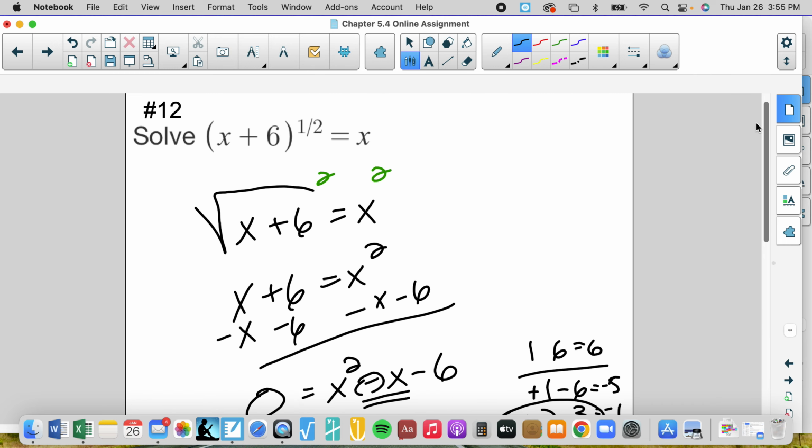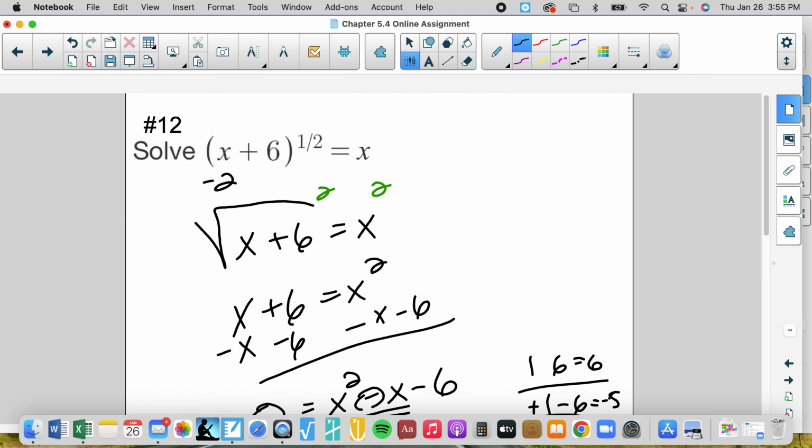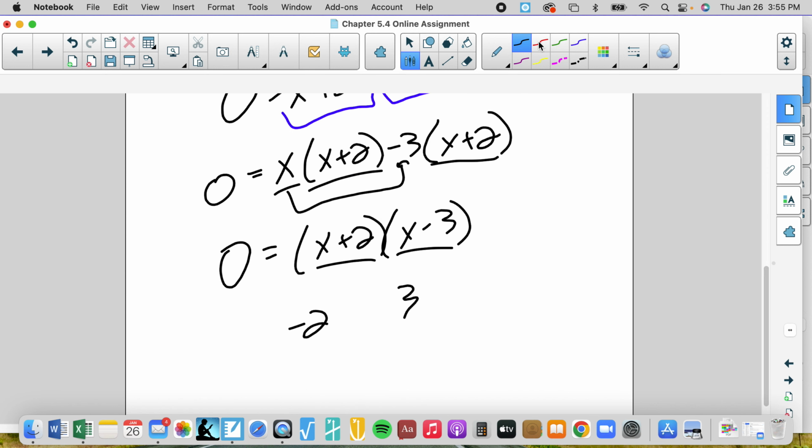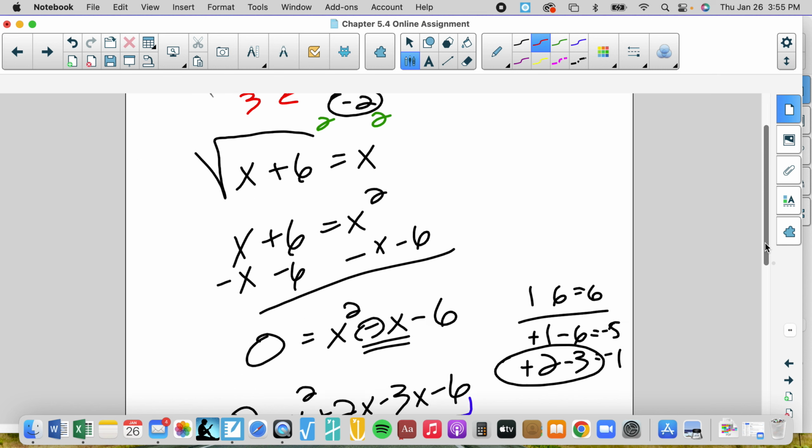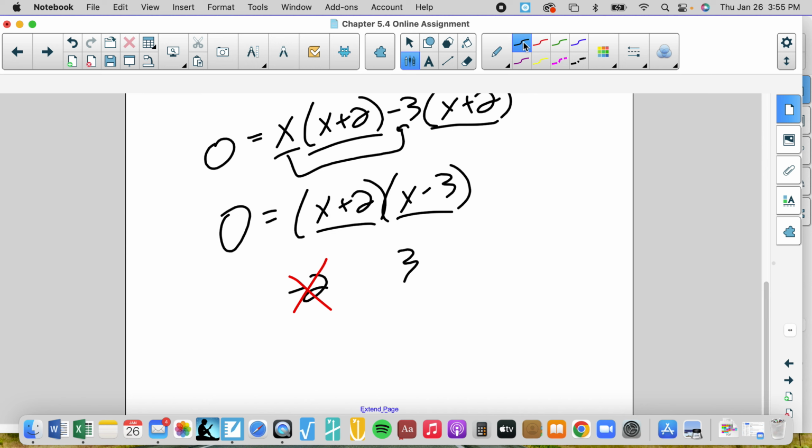Let's test them. -2. We plug in -2. This gives me 4 to the 1/2. Anything to the 1/2 is a square root. Square root of 4 is 2, but that doesn't equal -2. So we know that this is not a solution. Let's check 3 now. 3 plus 6 is 9. 9 to the 1/2 equals 3. And we plugged in 3 here. Does 3 equal 3? Yes, it does. So 3 is my solution. 3 works. So 3 is my solution set.